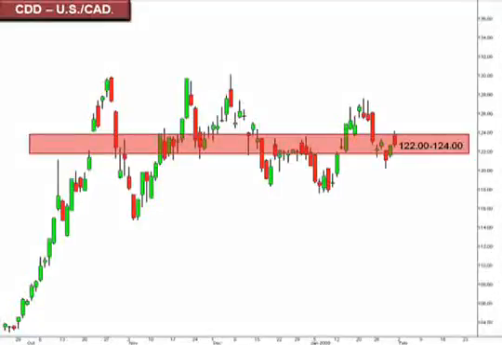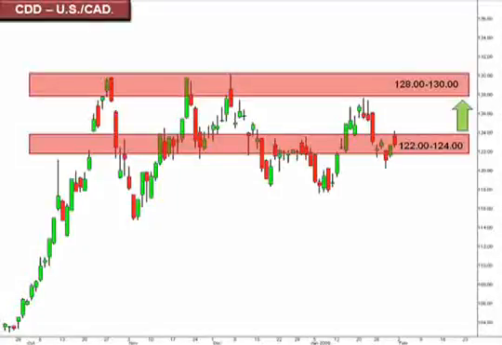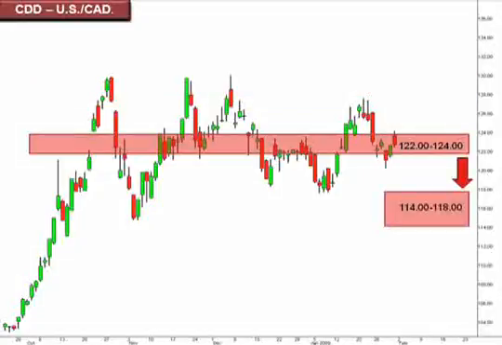Now, the pair value closed below the 122-124 box for one day, but did spend most of the week consolidating within this area. A break above 124 will open the window for a test back into this 128-130 range. However, with our momentum indicators showing some signs of weakness, a break below the lower range of this focal zone suggests the probability of another test of the 114 to 118 box.